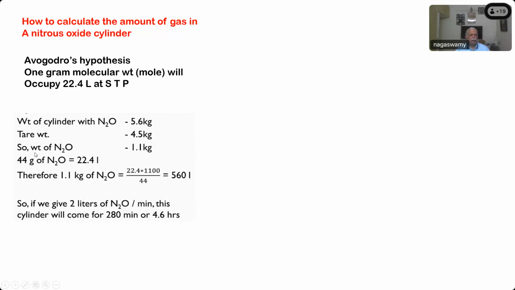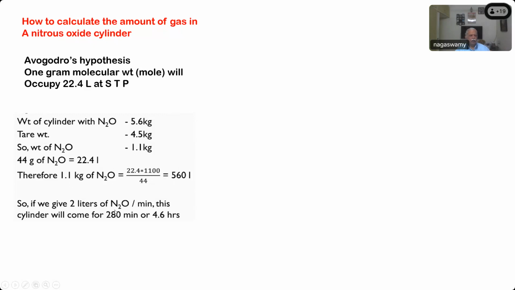What is 44 grams? How do you arrive at it? Molecular weight of one molecule of nitrous oxide. What is the molecular weight of nitrogen? 14. So 2 into 14, 28. Molecular weight of oxygen? 16. So 44 grams. So 44 grams will occupy 22.4 liters. And the amount of nitrous oxide you have is 1.1 kg, that means 1100 grams. So 22.4 multiplied by 1100 divided by molecular weight, and the amount of nitrous oxide gas you will have is 560 liters.